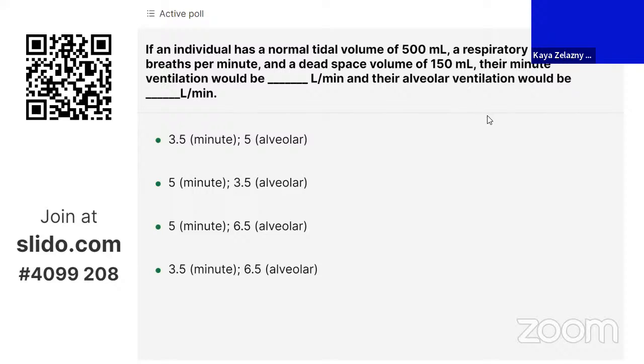I'm not going to make you do this math on the exam. There's a practice exam up now, by the way. But I do want you to understand the difference between minute ventilation and alveolar ventilation. And I find it's helpful to look through an example to really register that difference.